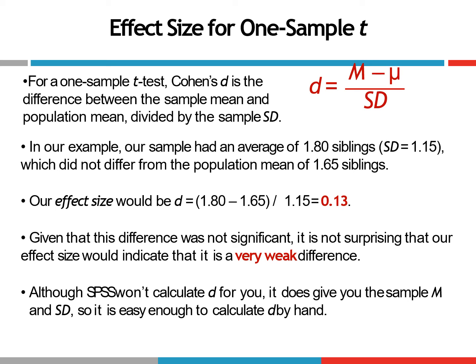SPSS doesn't have a button you can click to calculate Cohen's d for you, but it's a fairly easy calculation, and SPSS will give you the sample mean, the population mean, and the sample standard deviation when you run a one-sample t-test, so you can use those values to calculate the effect size.